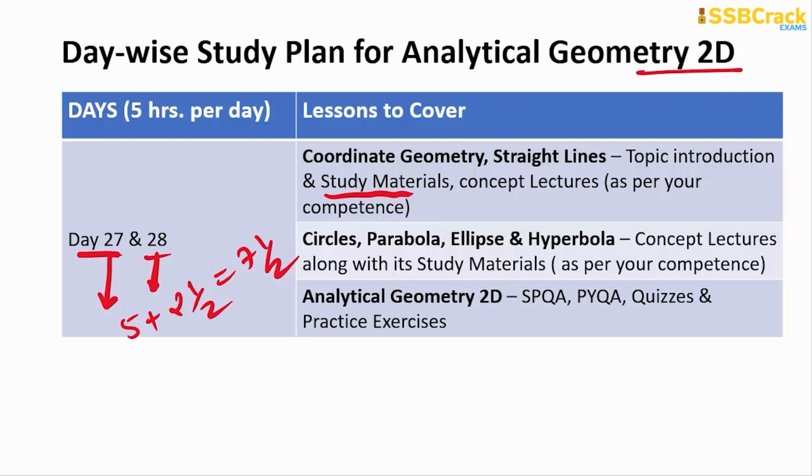If you feel that you are not understanding by yourself, you can take the help of our concept lectures as per your competence. And for topics like circles, parabola, ellipse and hyperbola, the topics of conic sections, you can expect 2 questions maximum, right? 1 on circle, 1 on conic section, or 2 on conic section sometimes, or 1 on circle, so 2 to 4 questions. Alright, so you can go through the concept lecture if required, otherwise you can skip, but it is mandatory for you in this preparation to go through the SPQs, PYQs, and attempt the quizzes and practice exercises on analytical geometry 2D, which will be sufficient study for this topic.